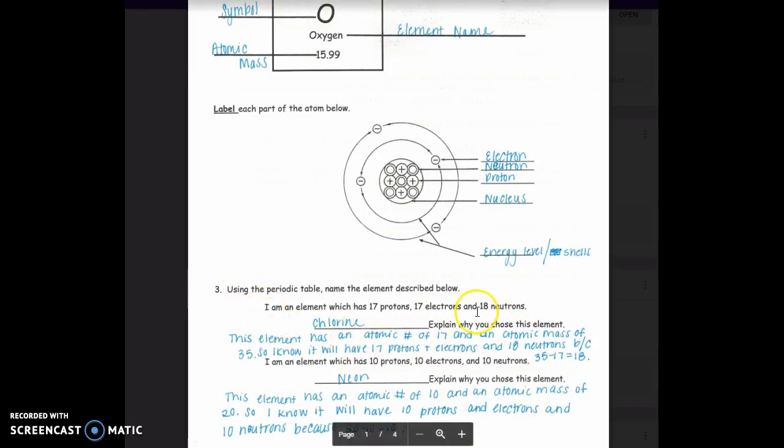So in this one, she's talking about chlorine, and it says explain why you chose that element. So it says this element has an atomic number of 17 and an atomic mass of 35. So I know it'll have 17 protons and electrons and 18 neutrons because 35 minus 17 equals 18. Okay, so apparently you have to do some math. So you're going to have to do some sort of math to come up with the fact that it's got 18 neutrons. I'm hoping you know how to do that.